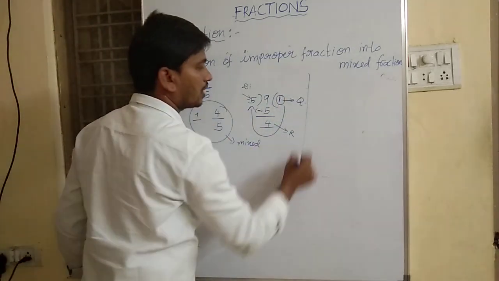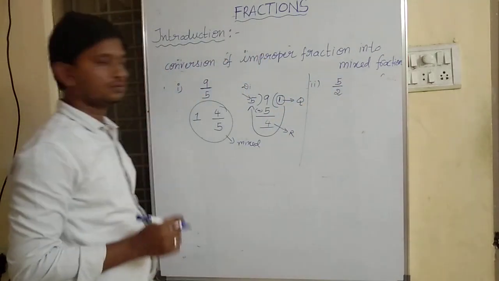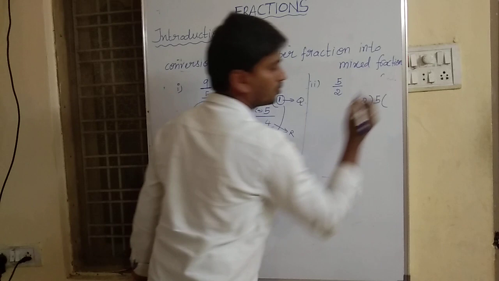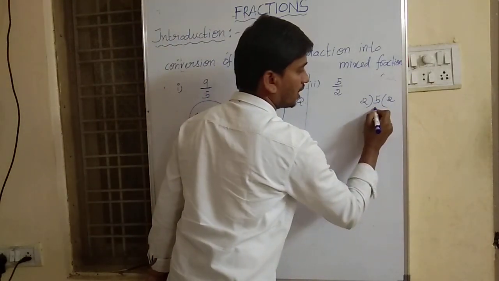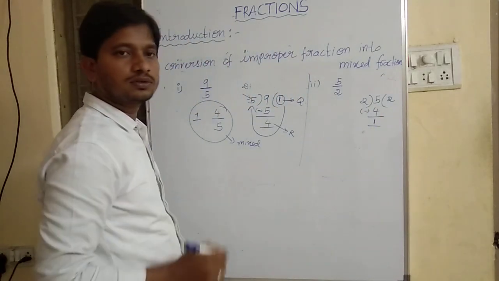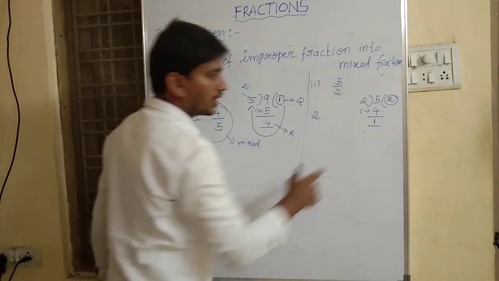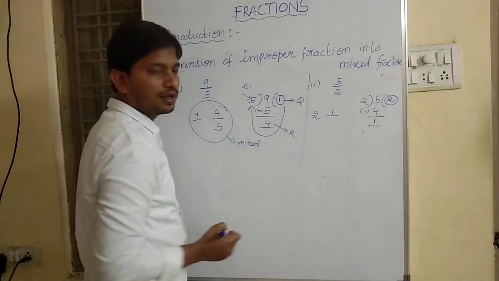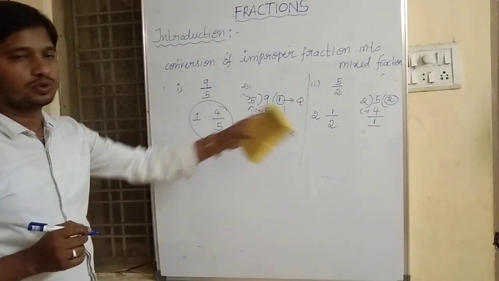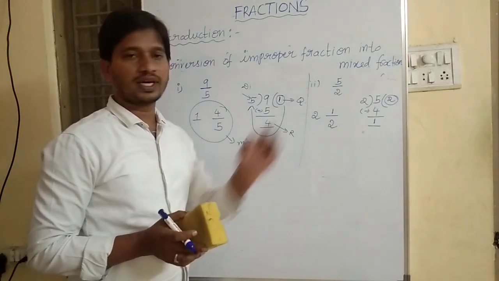For example, one more example, 5 divided by 2. 2 table, 2 twos are 4. That is 5 minus 4, which is equal to 1. Now what do we have to write first? First we write the quotient, then the remainder by divisor. That is equal to 2 1 by 2. So in this way we can convert improper fraction into mixed fraction.